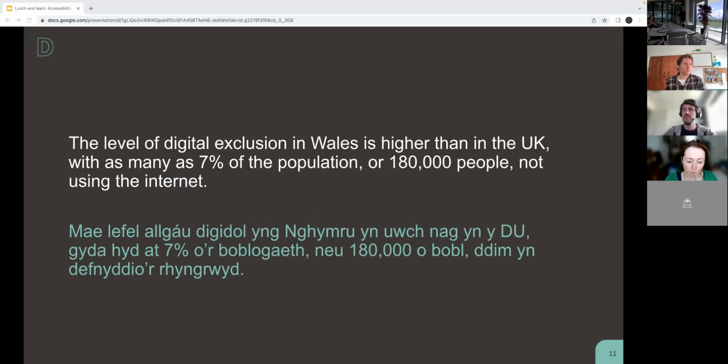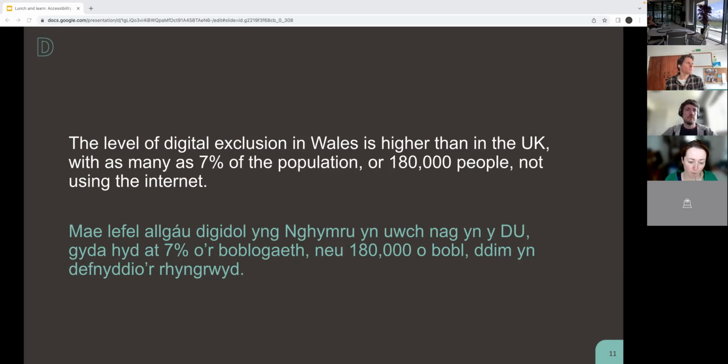I'm now going to talk just a little bit about inclusion and digital exclusion. So it's not just about accessibility being inclusive, it also means people can't always access the services in the way we expect them to. So in Wales, we have a higher proportion of our population that's excluded digitally, with 7% of the population, that's 180,000 people, not being able to use the internet on a day-to-day basis.